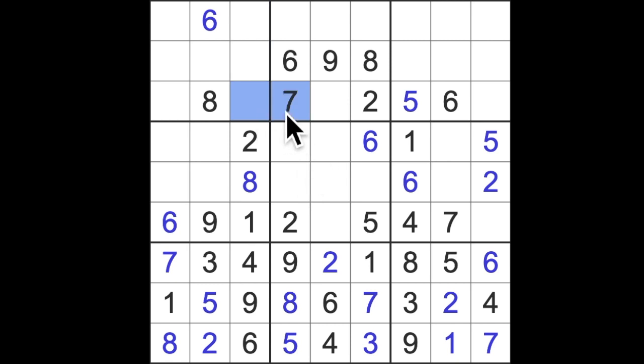This square here is blocked by the 7 and the 5. So can it be 7? No. Can it be 5? No. Then it must be 3 because that's the other number that we need to complete that column, right?